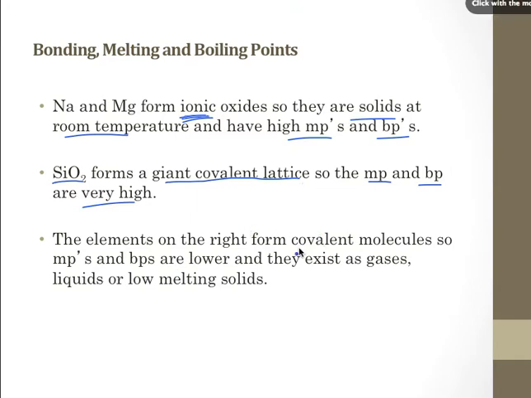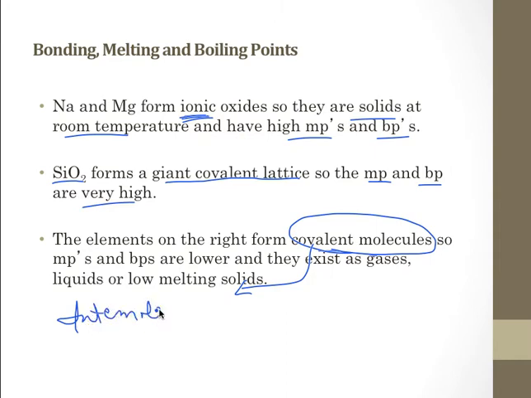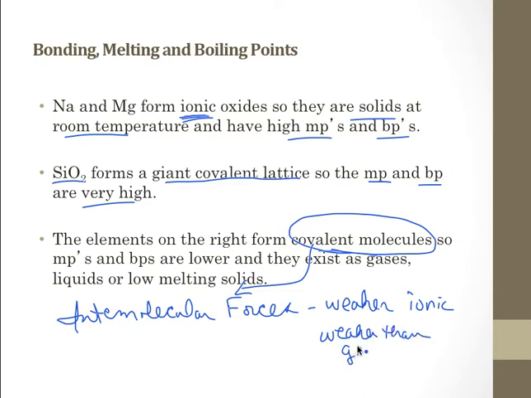Then the elements on the right forming covalent molecules. So remember, covalent molecules, when we're talking about melting and boiling points, we're looking at intermolecular forces. These are going to be weaker than the ionic and weaker than the giant covalent lattice. So they're going to have lower melting points and boiling points. It's going to take less energy to break those molecules apart.